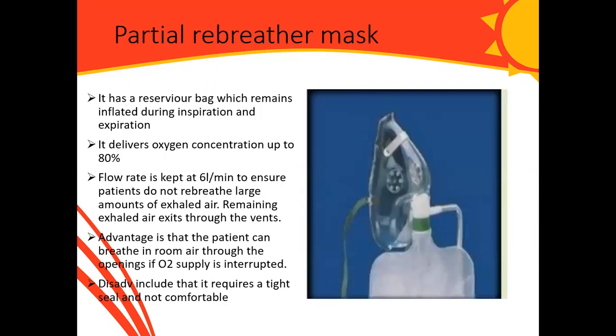The partial rebreather mask has a reservoir bag which remains inflated during inspiration and expiration. It can deliver slightly higher concentration of oxygen, about 80%, but the flow rate must be kept at 6 liters per minute to prevent rebreathing by the patient. Advantage here is that the patient can breathe in air through the opening if oxygen flow is interrupted. You can see the opening here. So at least the patient can get 21% oxygen from the atmosphere. Its disadvantage mainly is because it requires a tight seal and can be very uncomfortable for the patient.